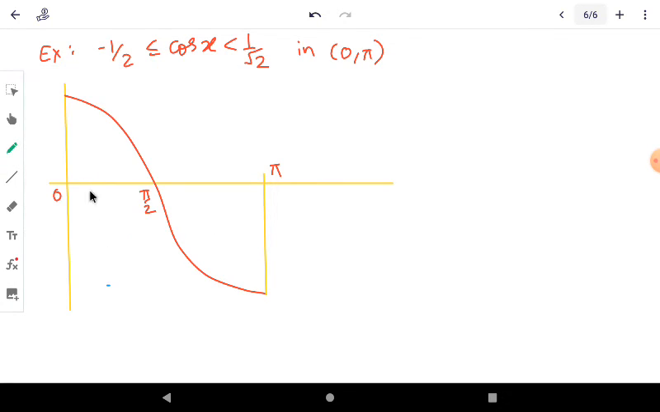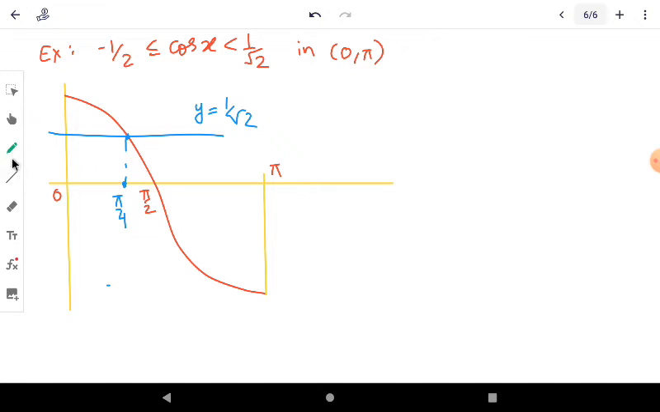Y equals 1 by root 2 line. It will be like this. Y equals 1 by root 2. So I will draw one perpendicular here. So this is the point where it will intersect. So this is the intersection point of cos x and 1 by root 2. So clearly this point is what? X equals, yes, x equals pi by 4.